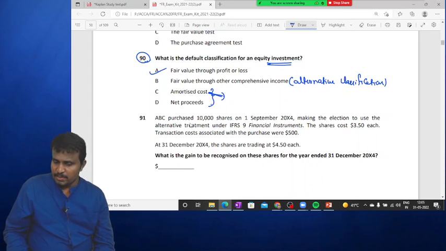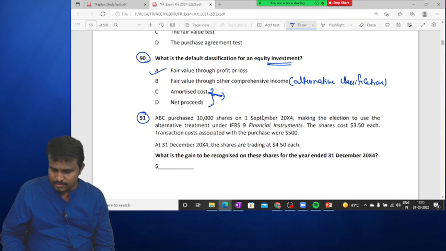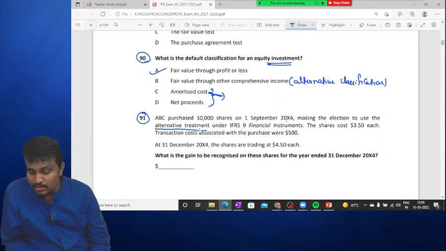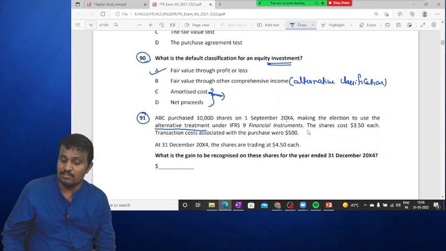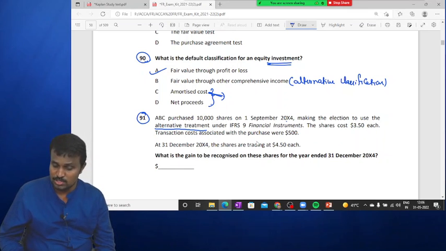ABC purchased 10,000 shares on 1st September 20X4, making the election to use the alternative treatment. What is meant by alternative treatment? Fair value through other comprehensive income. Under IFRS 9 Financial Instruments, the shares cost $3.5 each. Transaction cost associated with the purchases was 500. At 31st December 20X4, the shares are trading at $4.5 each.